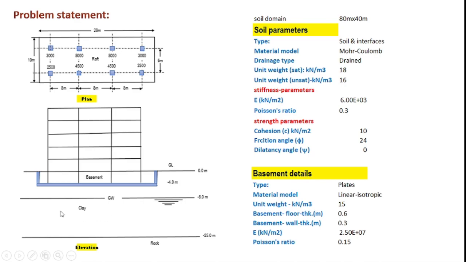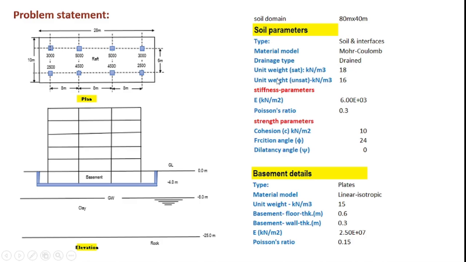So the supporting layer essentially consists of a clay with the bedrock at 25 meters. The water table is at a depth of 8 meters below the ground level. So to provide the PLAXIS analysis, we consider a soil domain of size 80 meters by 40 meters, and the soil parameters used for the PLAXIS analysis: the material constitutive model will be the Mohr-Coulomb law, and the drainage type considered will be a drained type.